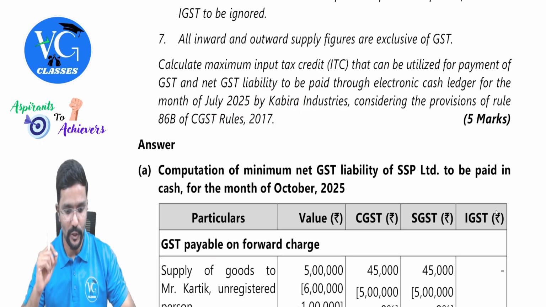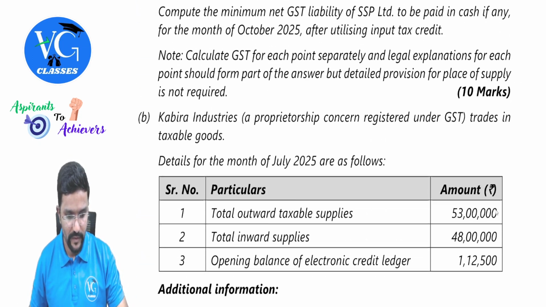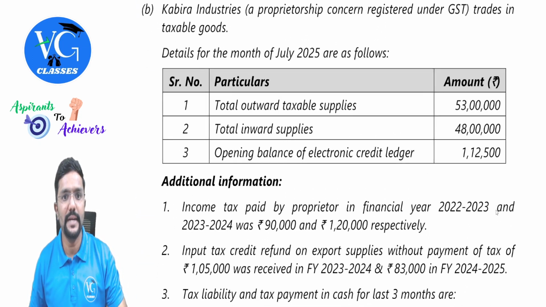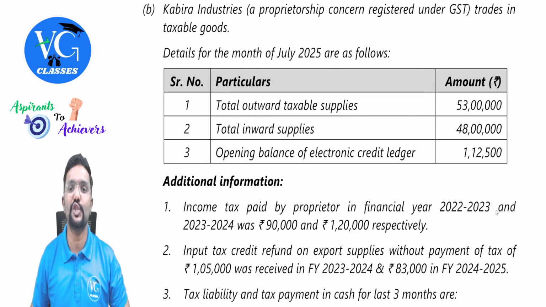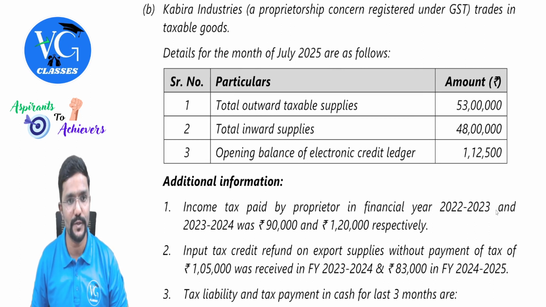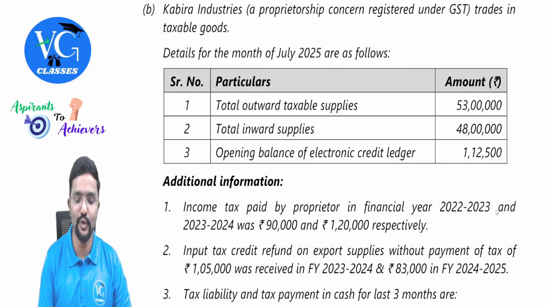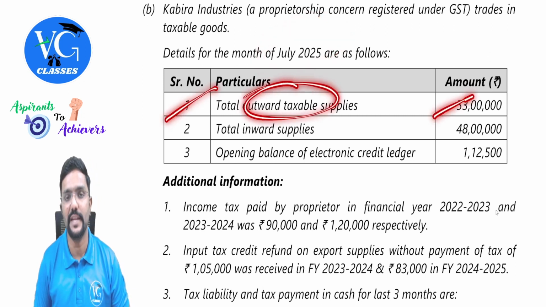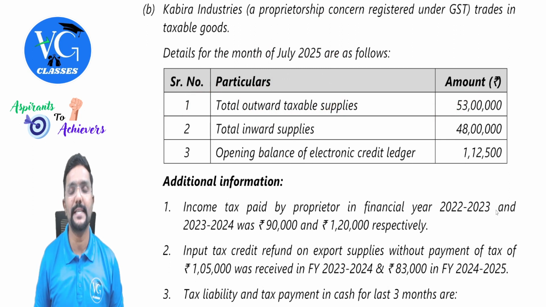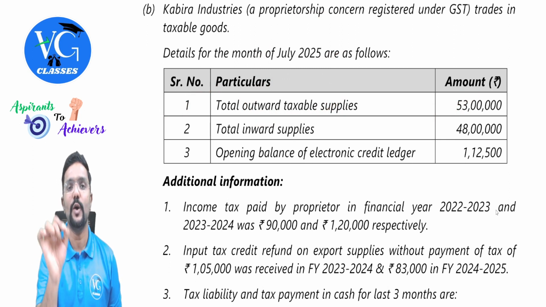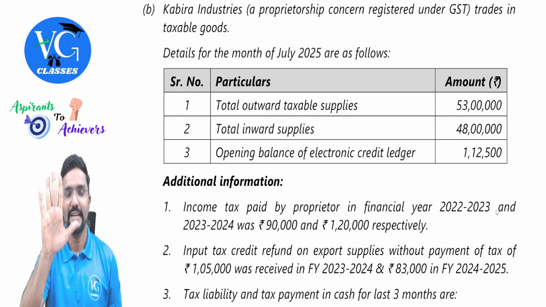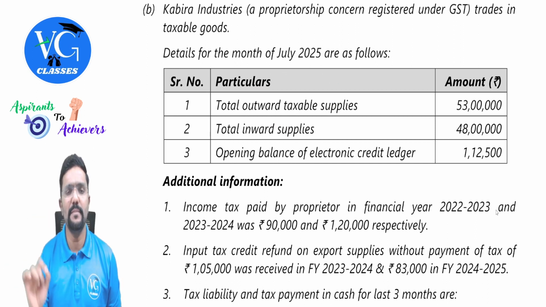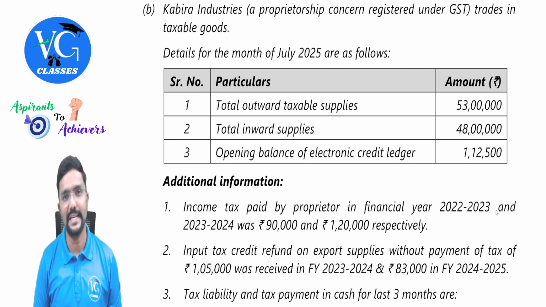Chalo, we'll continue. We will read the data. Kabira Industries, a proprietorship concern registered under GST, trades in taxable goods. Details for the month of July are as follows. Total outward taxable supply is 53 lakh. Guys, as per Rule 86B, if monthly taxable outward supply is more than 50 lakh, then 1% of output tax liability minimum has to be paid through cash ledger.